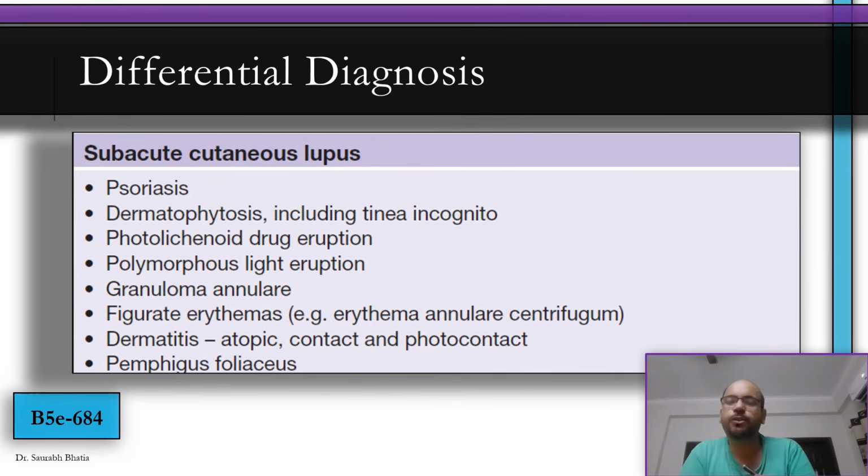In subacute cutaneous lupus, since we have scaly plaques, the differentials include psoriasis, dermatophytosis, photolichenoid drug eruption, polymorphous light eruption, granuloma annulare because of thickened indurated margins, figurate erythema like erythema annulare centrifugum, dermatitis like atopic dermatitis, contact dermatitis, and pemphigus foliaceus because these are also scaly plaques over the chest and back in pemphigus foliaceus. So these are very important differentials of SCLE. Let's move forward.